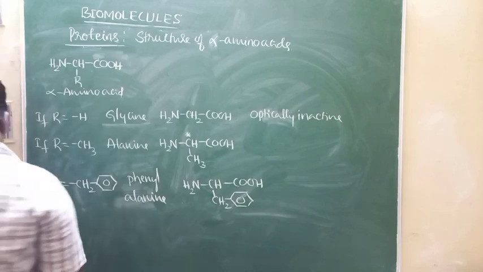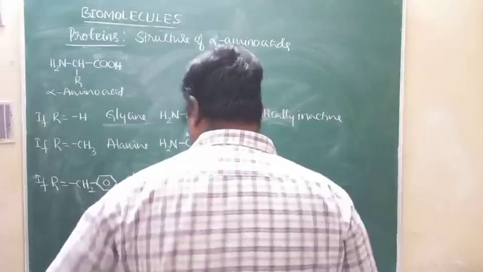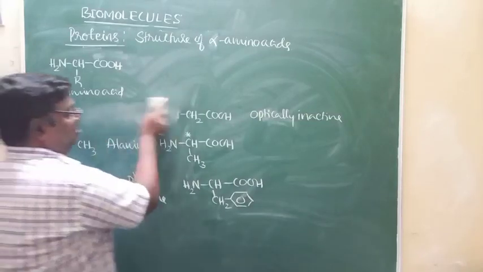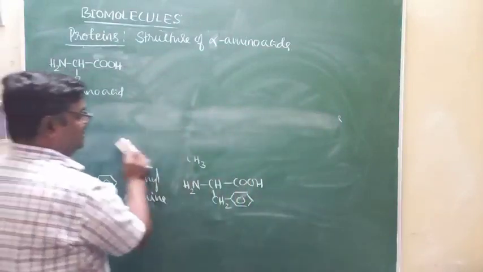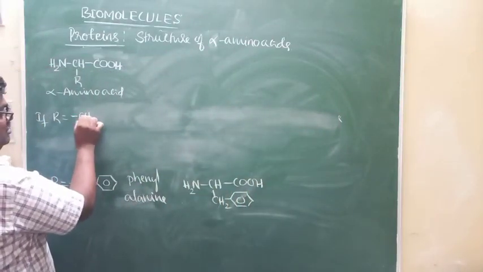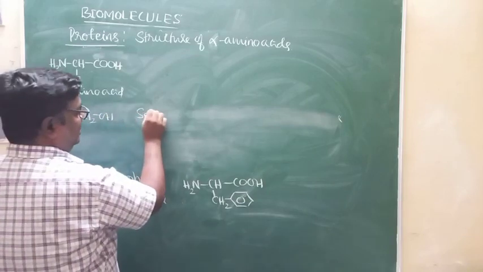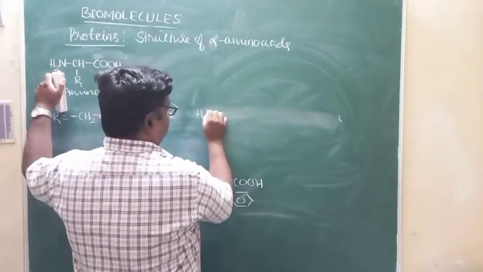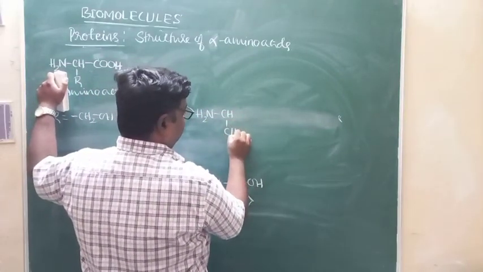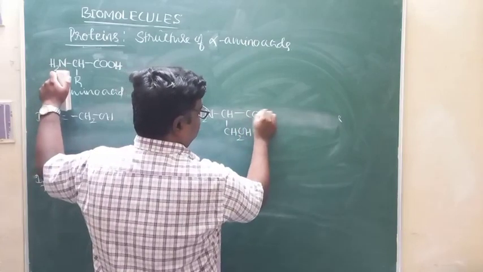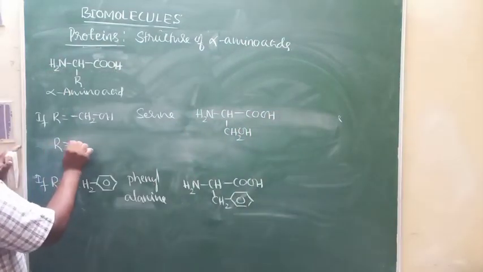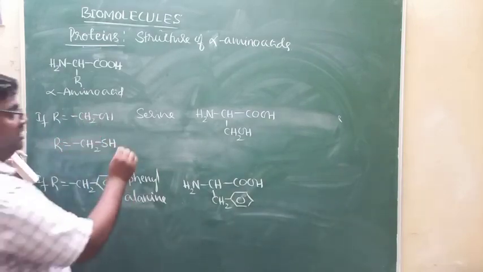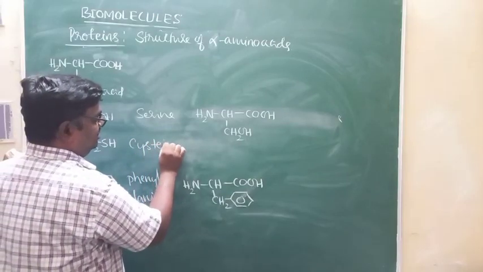Likewise, if R is equal to CH2OH, then you are going to get one alpha amino acid, that is serine. Look at this structure. You can write NH2, and of course CH, in place of R put CH2OH, and of course COOH. If R is equal to CH2SH, with SH in place of OH, then it will be cysteine.